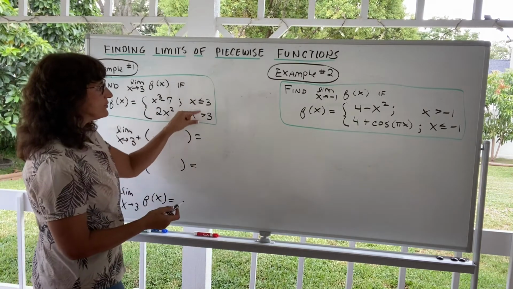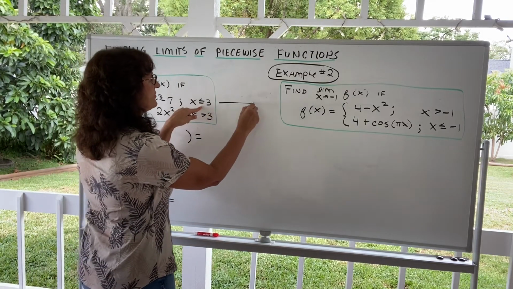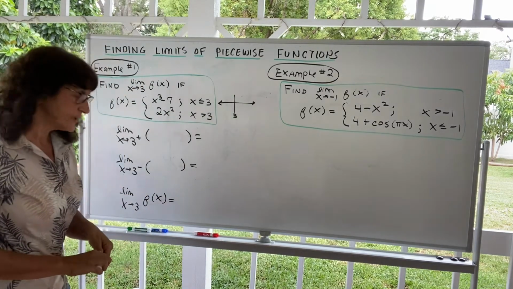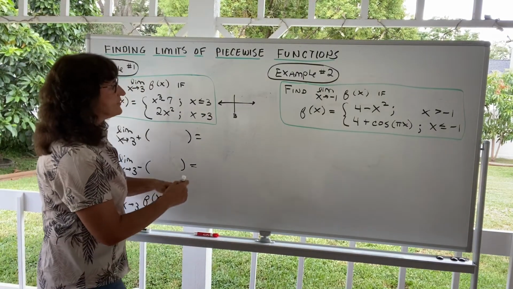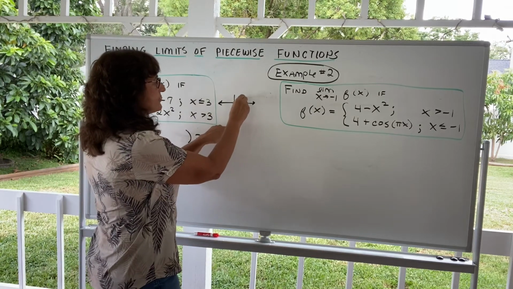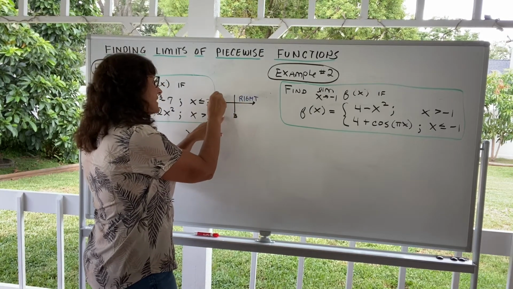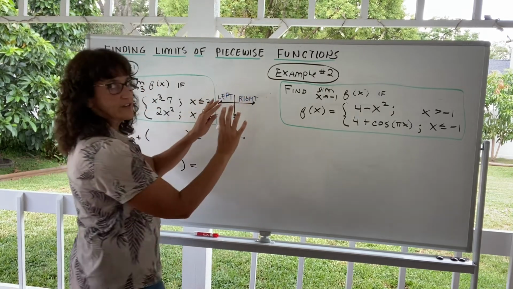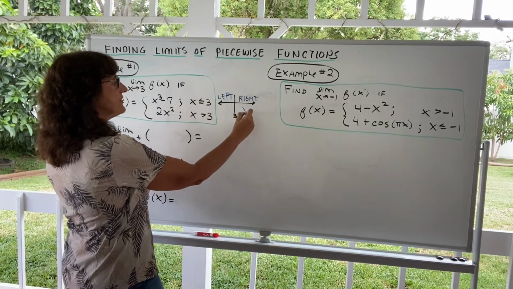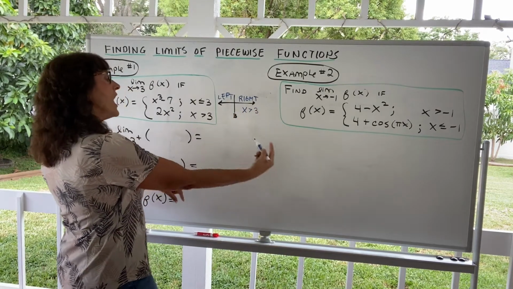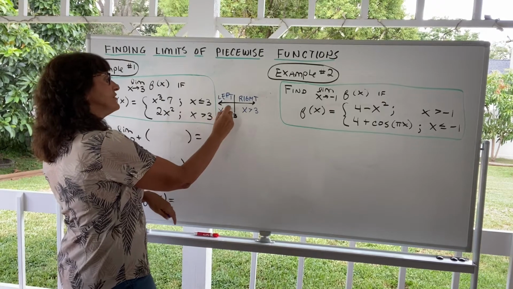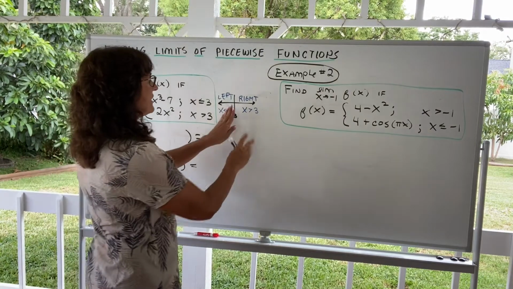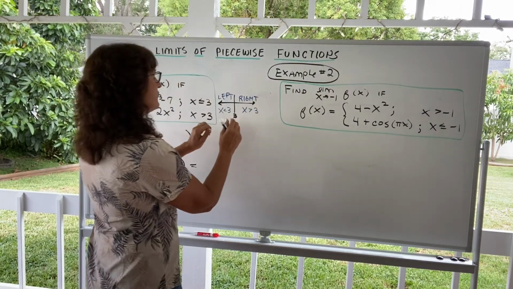Well, x equals 3 is our number. So if I draw a number line and I put the number 3, there's our number line with a 3 on it. Now, this is the right side of 3, and this is the left side of 3. On the right side of 3, that's where the x values are bigger than 3. On the left side of 3, that's where the x values are less than 3. It's just as simple as that. So on the right side, the x values are bigger than 3. Left side, x values are less than 3.